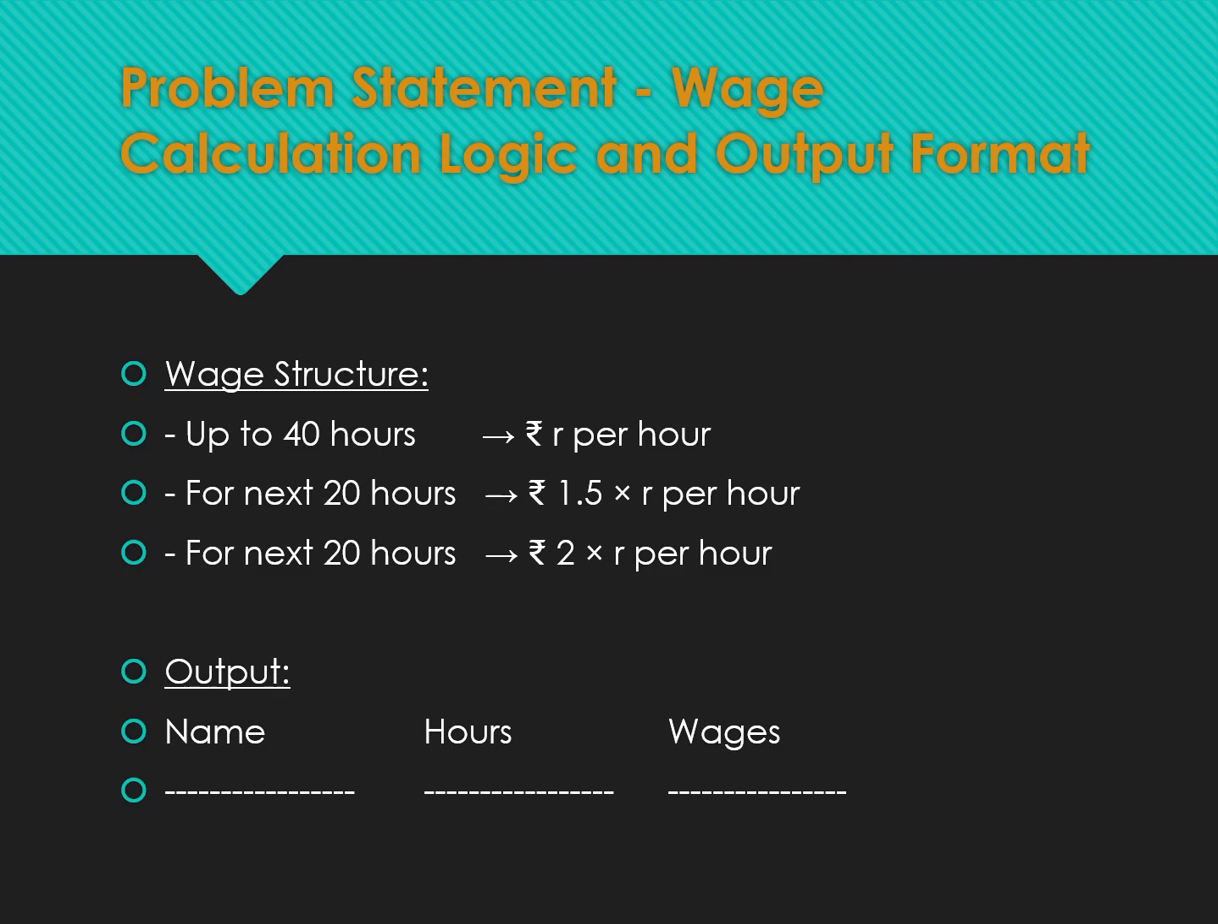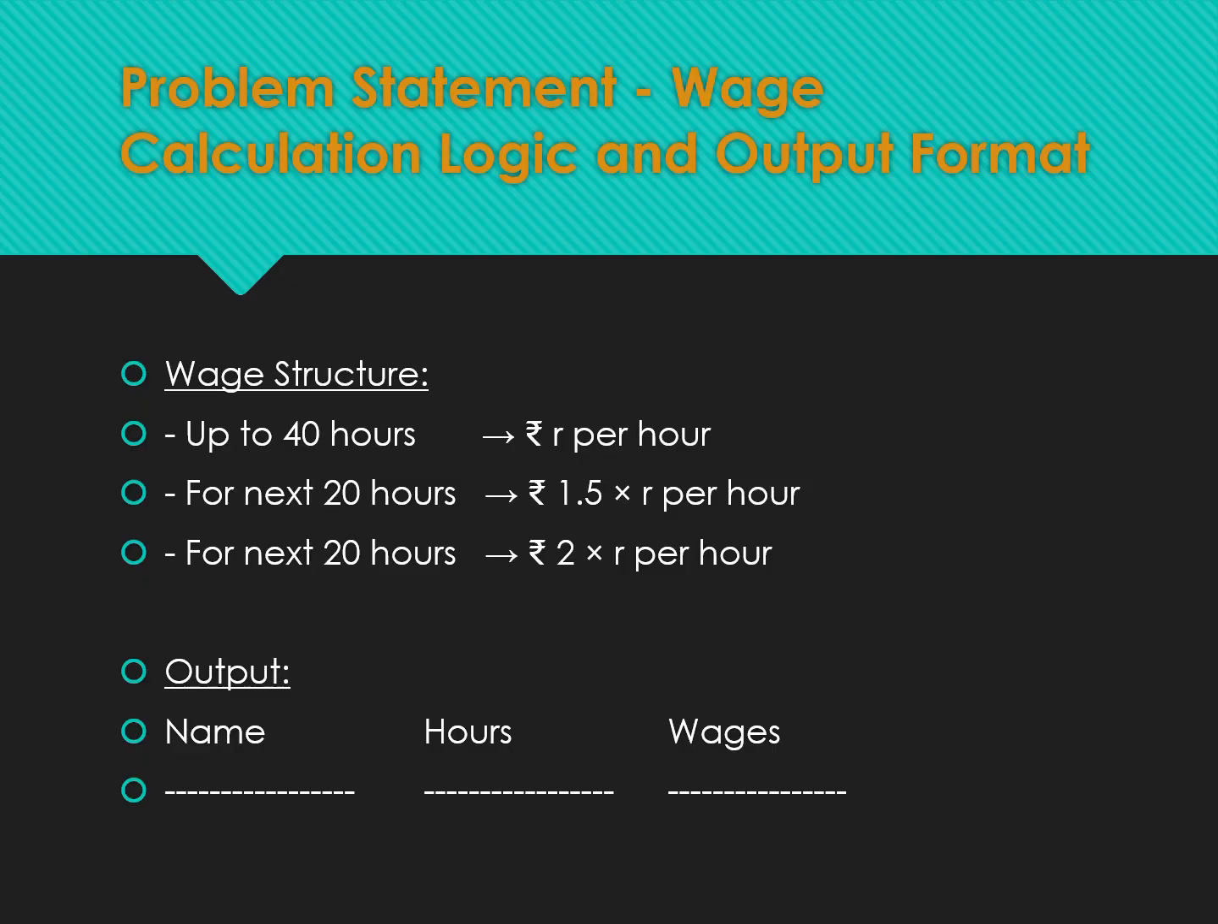If the total hours are between 41 and 60, then the first 40 hours are paid at the base rate, and the extra hours, that is, hours beyond 40, are paid at 1.5 times the hourly rate. If the hours fall between 61 and 70, the first 40 hours get the base rate, the next 20 hours are paid at 1.5 times the rate, and any additional hours above 60 are paid at double the rate. However, if someone enters more than 70 hours, the program must show an error message and not perform any calculation.